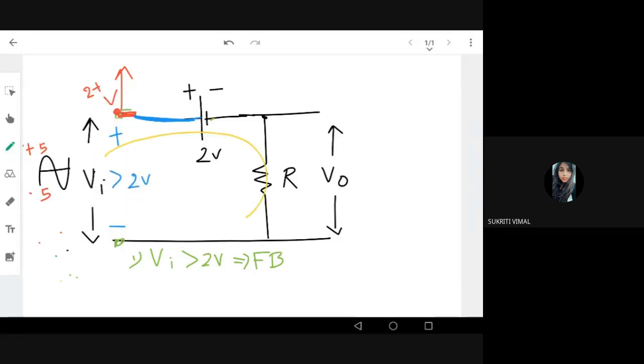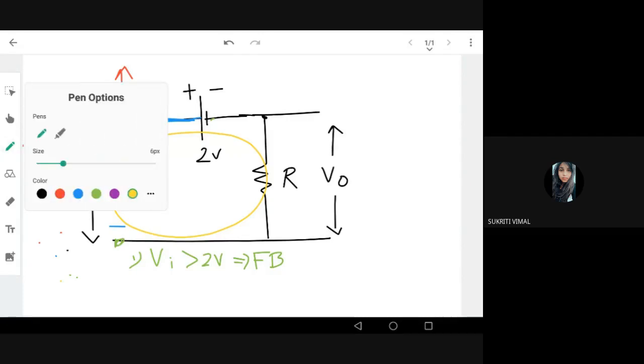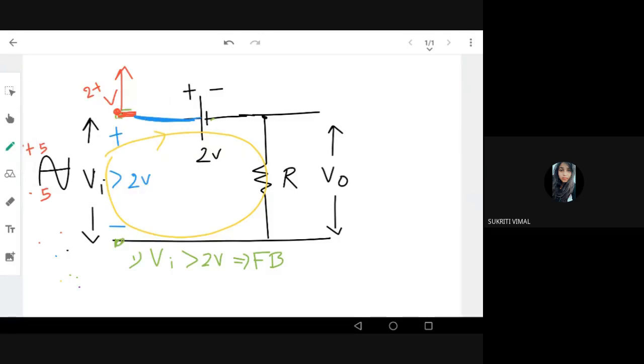In a closed path, the input voltage applied within the loop is equal to the drop across its different elements. So let's write the KVL across the different elements here. Vi is plus and minus, because this is greater than 2 volt. Now let's start from the Vi input point here, at the bottom, the violet color.